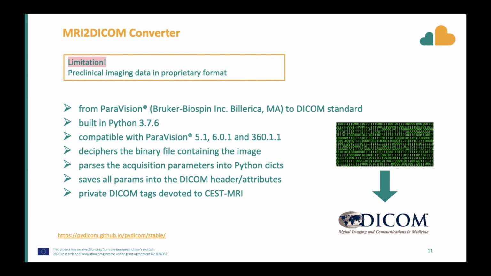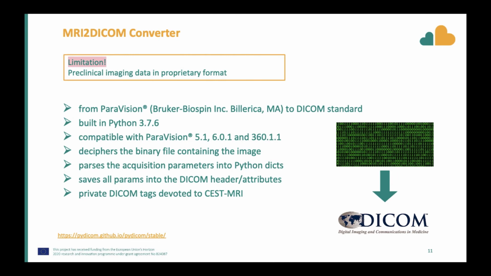How does it work? MRI to DICOM accesses the raw Paravision data structure, deciphers the binary file containing the image, and parses the acquisition parameters stored in different files into Python dictionaries. And lastly, it saves all the relevant information into the DICOM header and attributes.